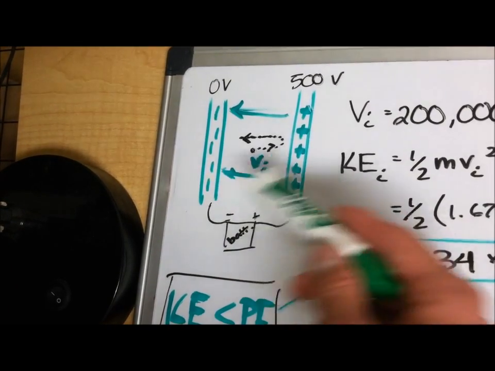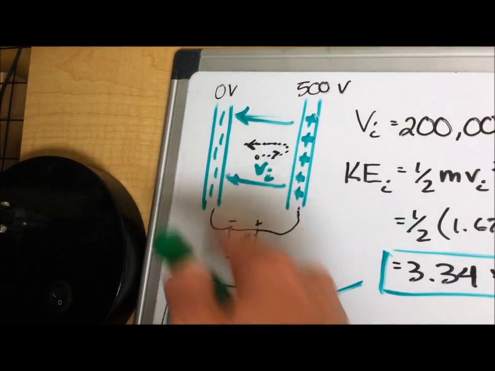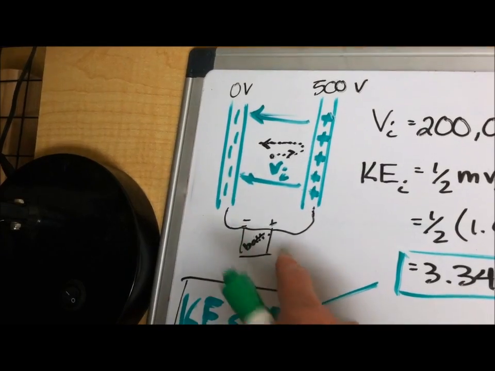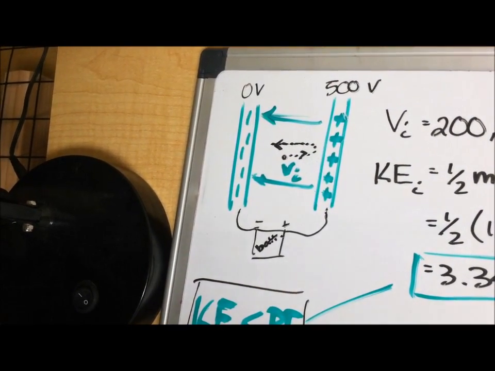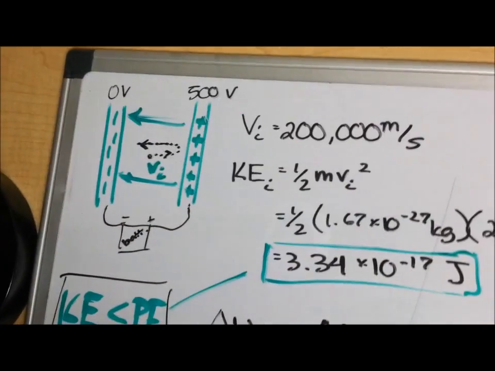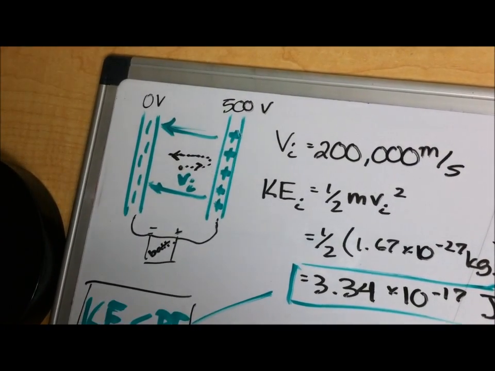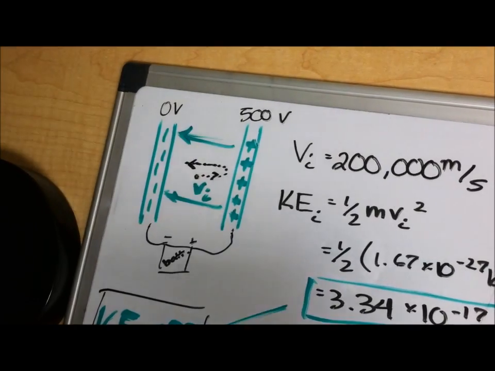Well, we know it's going to go back towards that negative plate by drawing the electric field lines on there. It's going to naturally want to go towards that negative charge. We've got our battery here, 0 volts here, and a 500 volt plate there. So in order to figure out if it's going to reach the positive plate or not, we need to determine the potential energy that it would have at 500 volts, and then as well the kinetic energy that it's going to have when it's released.